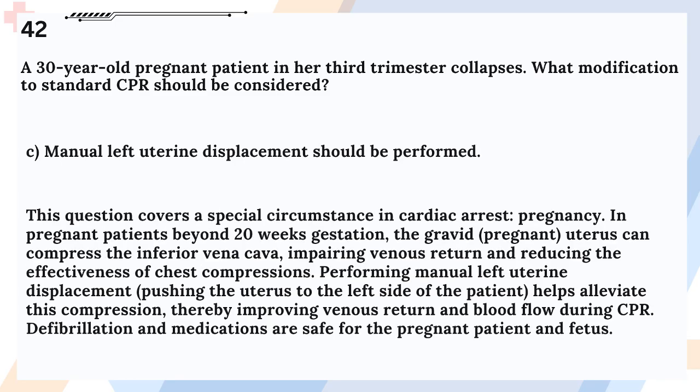Answer: C. Manual left uterine displacement should be performed. This question covers a special circumstance in cardiac arrest, pregnancy. In pregnant patients beyond 20 weeks gestation, the gravid uterus can compress the inferior vena cava, impairing venous return and reducing the effectiveness of chest compressions. Performing manual left uterine displacement, pushing the uterus to the left side of the patient, helps alleviate this compression, thereby improving venous return and blood flow during CPR. Defibrillation and medications are safe for the pregnant patient and fetus.